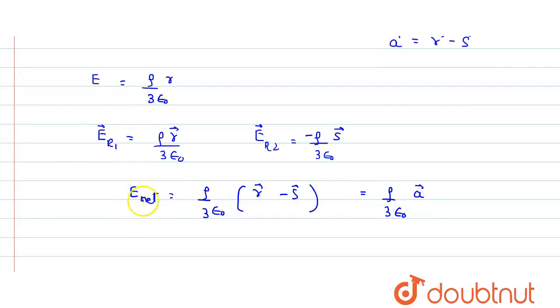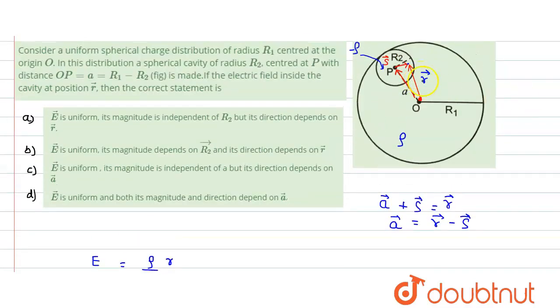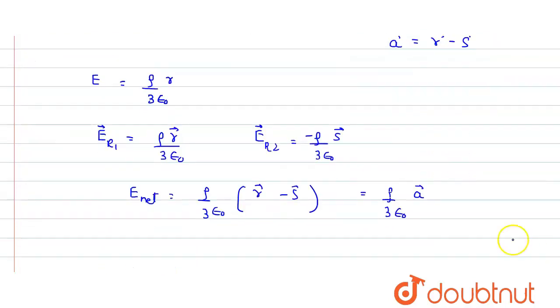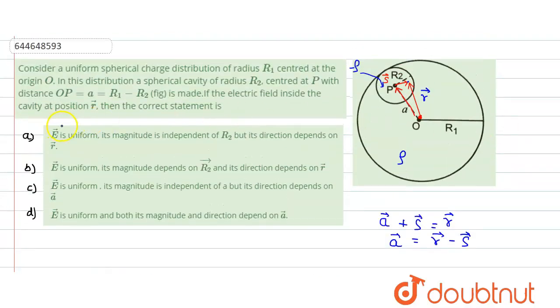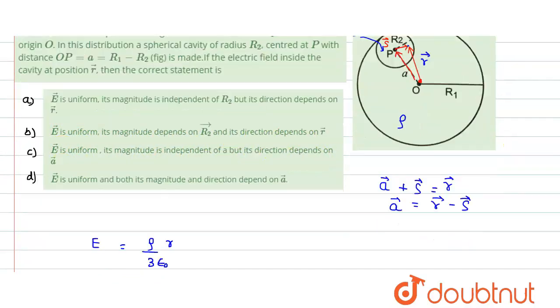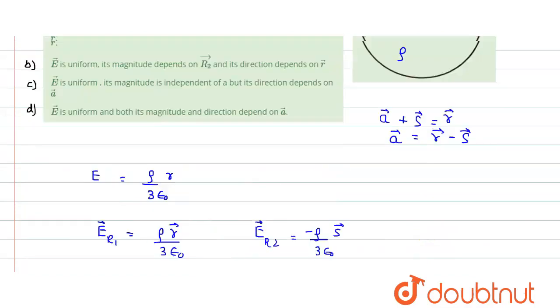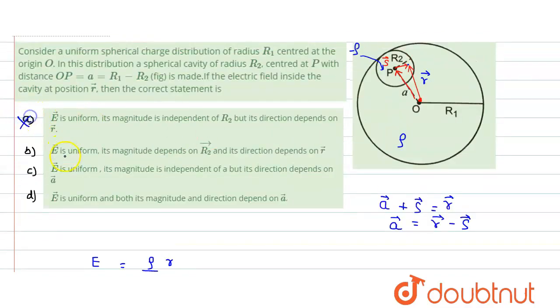That means the net electric field would be, first of all, constant. At any point it is independent of where we are locating this r vector inside this cavity. So it is independent of r, first thing. Second thing is that it just depends upon a. So E is uniform and its magnitude is independent of r2, but its direction depends upon r vector. No, there is no r vector in this formula, so how can it depend? So the first option is wrong. E is uniform, magnitude depends on r2, this is wrong.